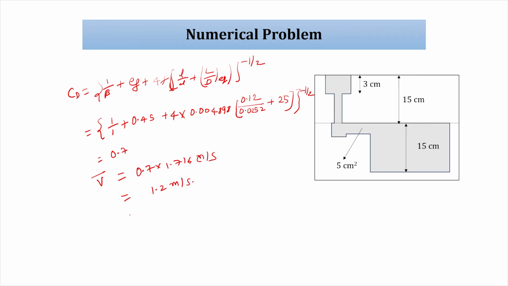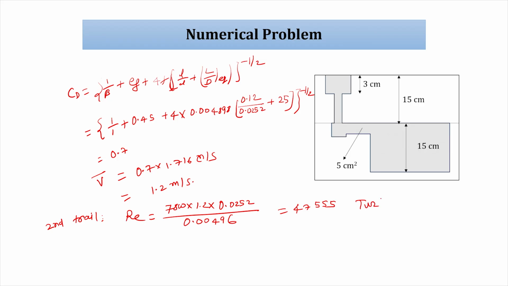Okay. So, then Reynolds number is 7800 into 1.2. Second iteration, second trial, based on 1.2 meter per second into 0.0252 divided by 0.00496 equal to 47,555. Okay. Based on that it is turbulent again, the flow is again somewhere more than 2000. So, you can say it is a turbulent regime.